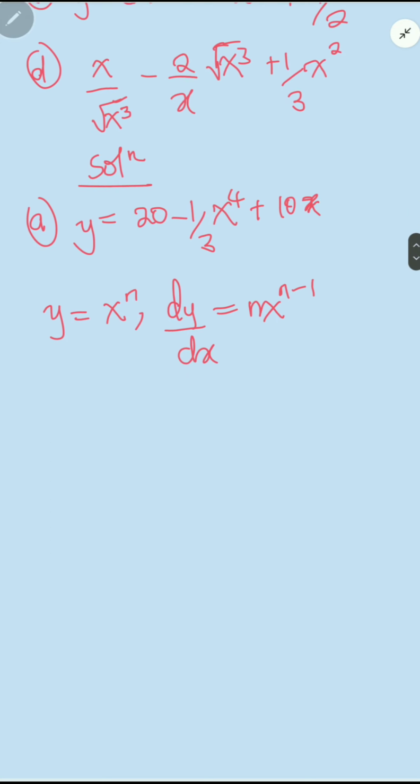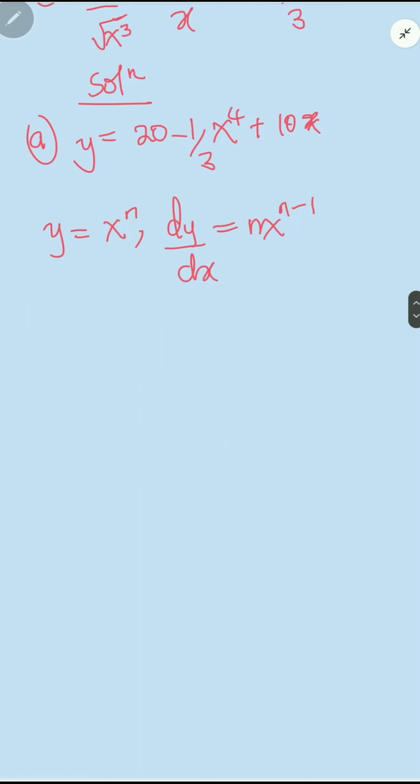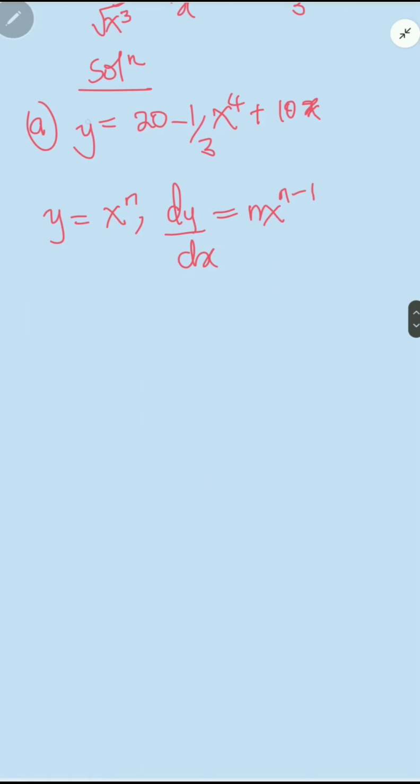So let us now come to A. A is y, which is equal to 20 minus 1 over 3 x to the power 4 plus 10x. But one thing that we need to know is that the derivative of any constant is simply 0. So that means differentiating 20 will simply give us a 0. So we can say dy over dx is equal to, so let's differentiate this one.